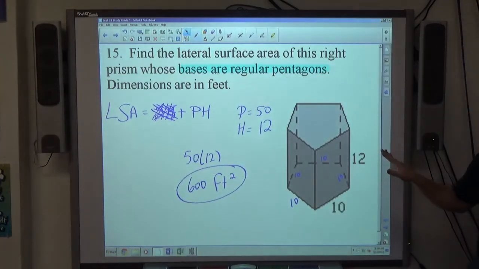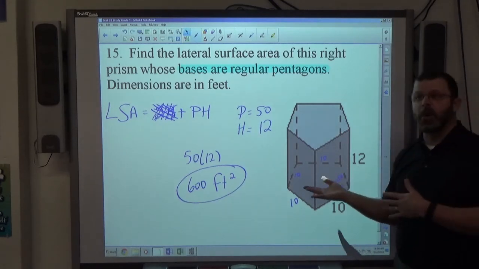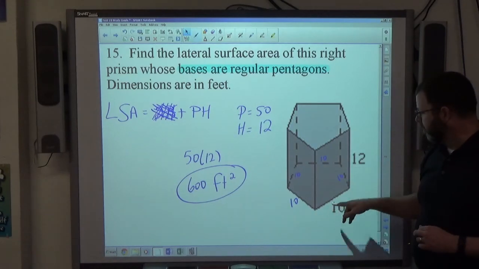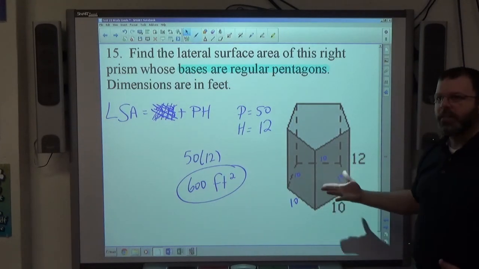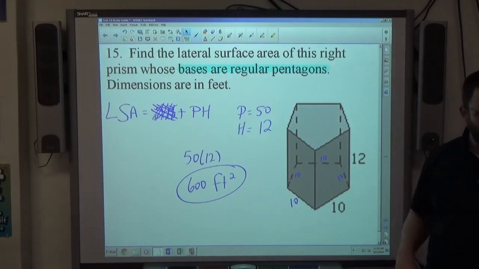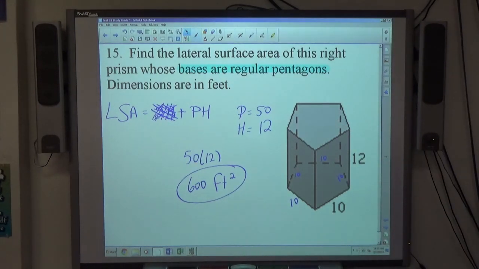On the test, it will be a regular base. It may be a pentagon, maybe it's a hexagon or a quadrilateral, whatever, but the base will have all the same dimensions, so you just have to count up how many sides there are to find out what the perimeter is. Multiply whatever that perimeter is times the height, you get the lateral surface area. It'll be just that easy.